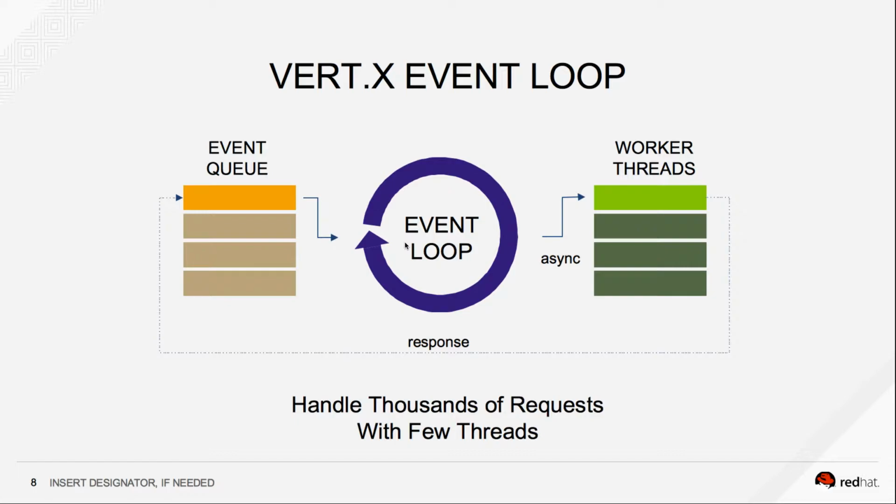Here is a diagrammatic view of how the event loop operates. You have requests coming in here and getting queued up in the event queue, and then your event loop will take one request from the queue and process it. If it's a blocking function, we will assign a thread to do that, and when the thread finishes, it calls your provided handler or callback function to complete that request.